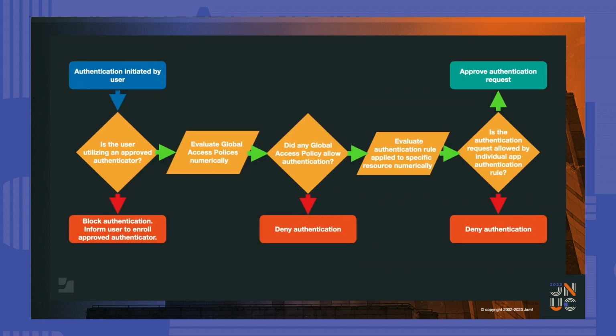There we go. When we go through this, we actually see a set of rules, a flowchart, for how we would be able to figure out if a person is able to get into the device. So is this person using an approved authenticator? Then we would hit the global authentication policies to determine if that authenticator is accepted. Not block them. Tell them they got to go get an authenticator. Did this global access policy allow authentication? Then we go down to the specific access rule, and then is that authentication request available for that specific user on that specific rule? If yes, let them into the resource. If no, deny them authentication. Pretty simple. Just got to go through 3 little steps.